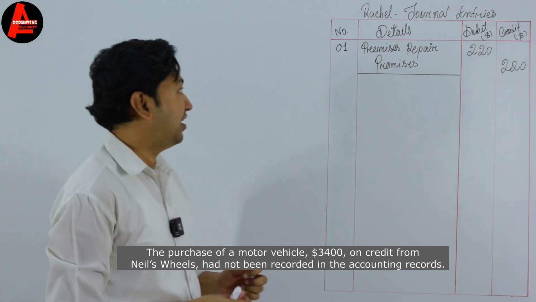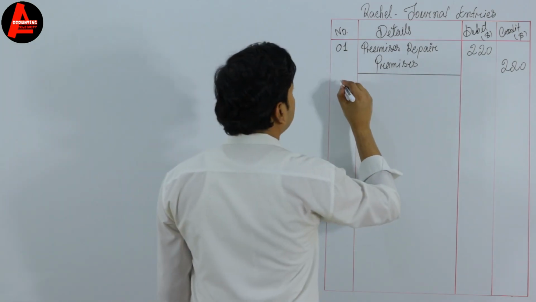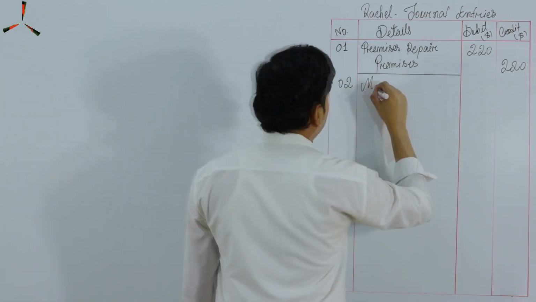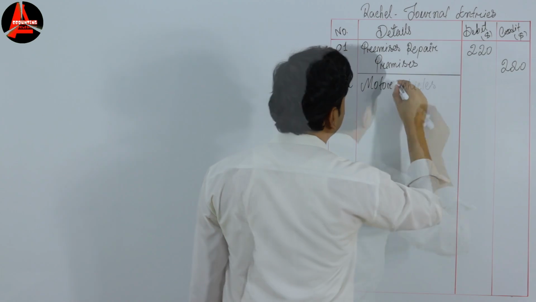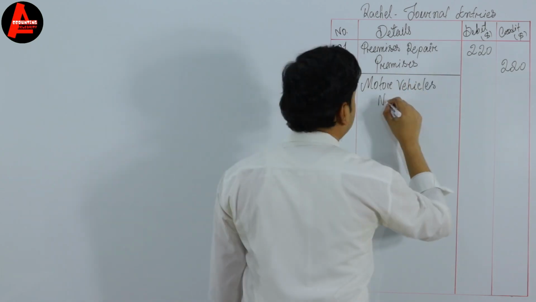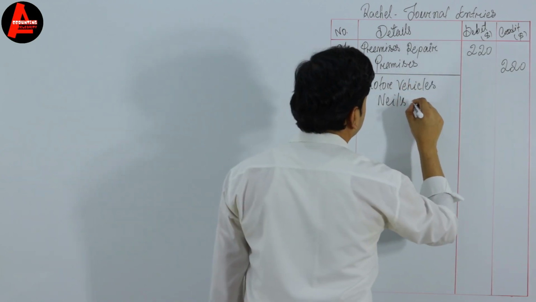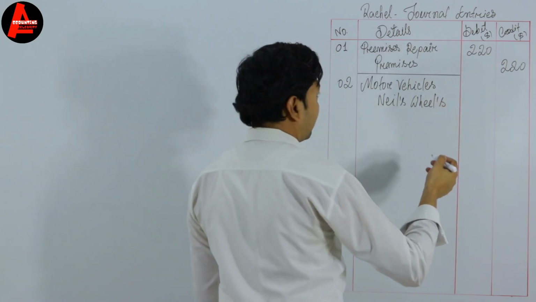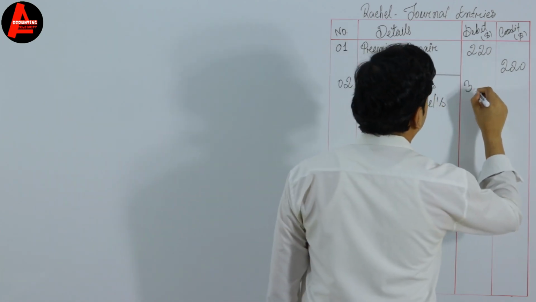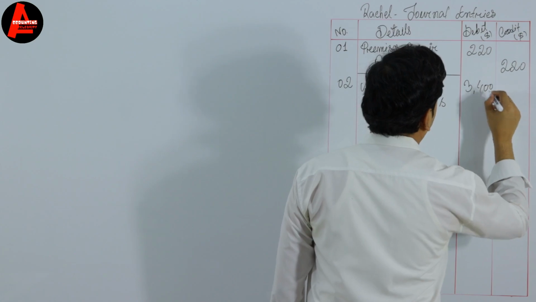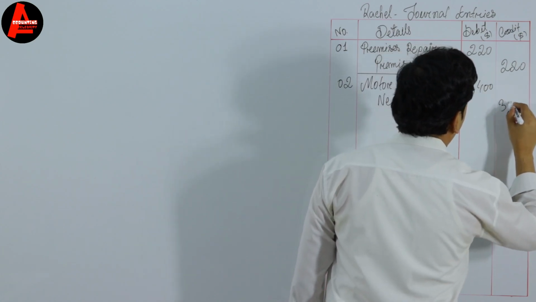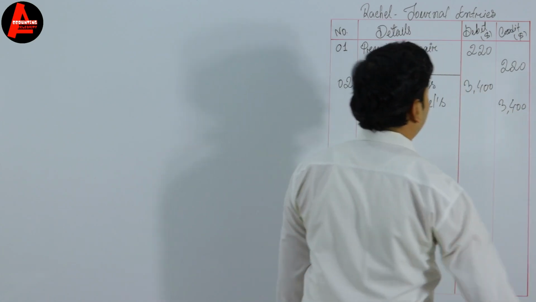Okay, so let us write here number 2, motor vehicles account to be debited and Neil's Motors account to be credited. Okay, so here $3,400 on the debit column and the same amount on the credit column. Okay, so number 2 is done.